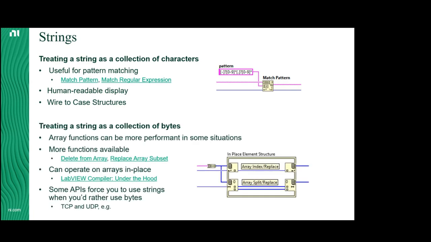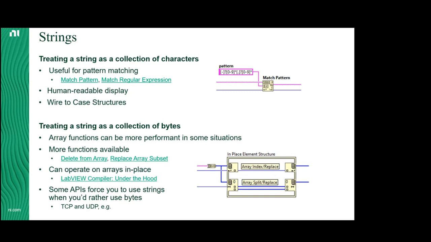When would you want to treat a string as a collection of bytes? The array functions in LabVIEW can be much more performant than the string parsing functions in some situations. So if you're going for performance, I've seen coding challenges in LabVIEW before where there was string parsing that had to be done. And a lot of the times, the best solutions were the ones that at the very beginning turned the string into an array of bytes and then just processed it as an array as opposed to processing it as a string. There's way more array functions available for micromanaging the contents of the array than the string. I'm actually going to have a slide later that shows those.